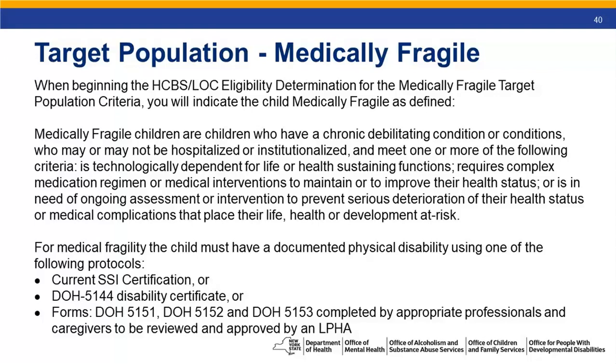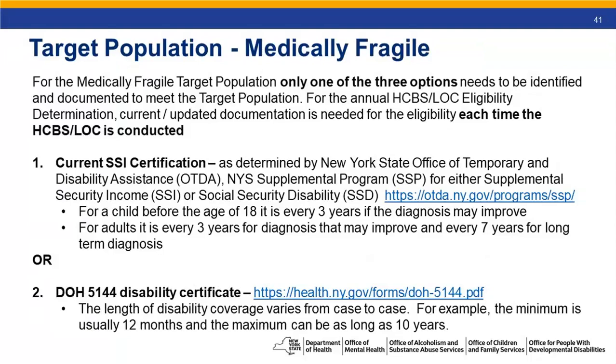It is disability certification, or certificate, and this is a process where you have to complete forms that get reviewed here at DOH from an office, and the family is actually given a certificate that shows that they meet disability. And then the third process is these 3 forms that need to be completed by the appropriate professionals and the caregivers, and then has to be approved by an LPHA, the licensed practitioner of the healing arts.